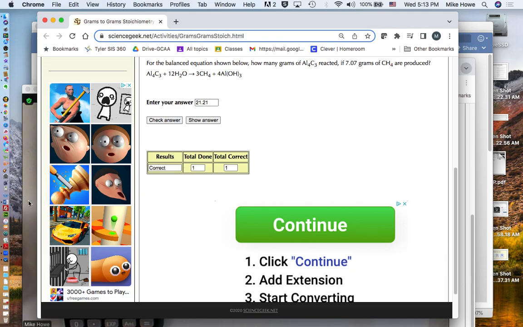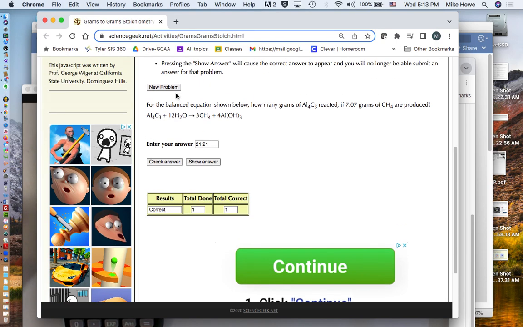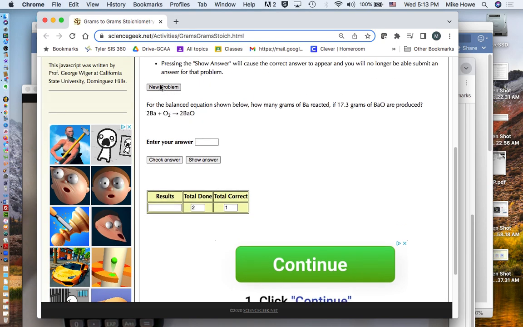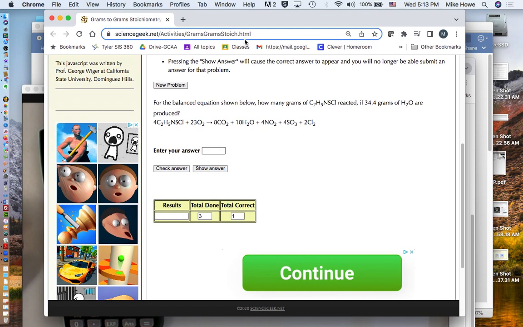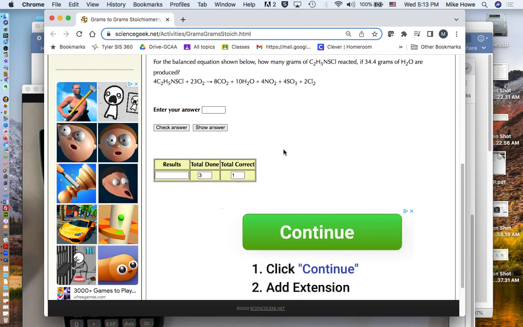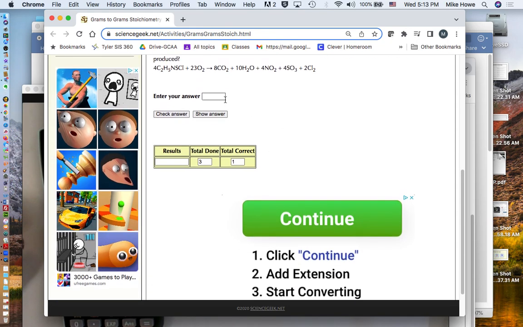All right, so we might do one more. Let's go to a new problem. Let's do one that looks crazier than that. That one looks kind of crazy. Let's do this one. All right, so roll that up. Keep it where we can see it.